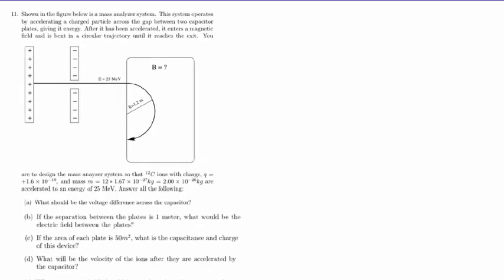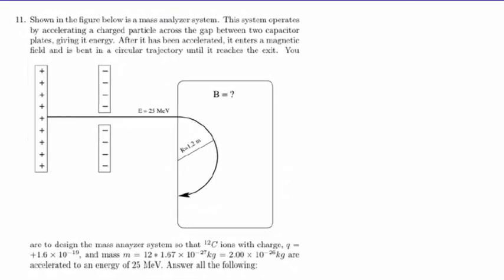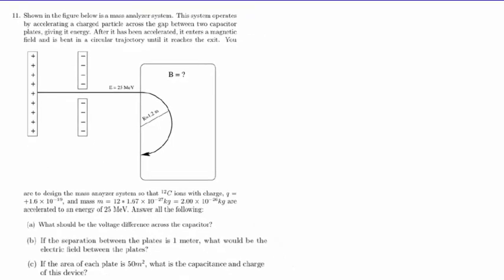Shown in the figure below is a mass analyzer system. This system operates by accelerating a charged particle across the gap between two capacitor plates, giving it energy. After the particle has been accelerated, it enters a magnetic field and is bent in a circular trajectory until it reaches the exit.